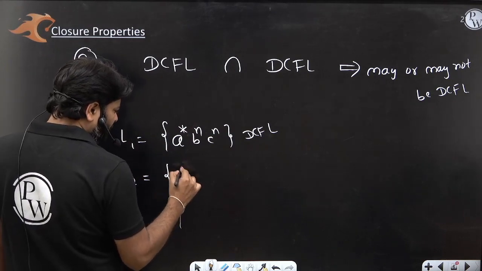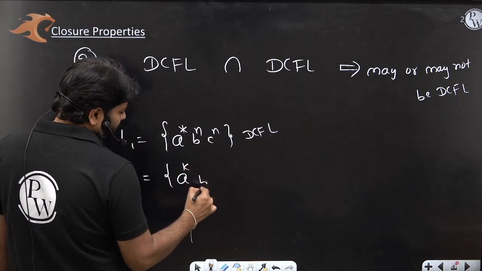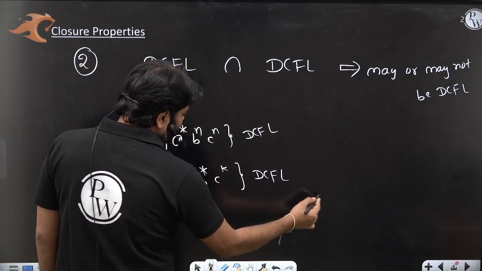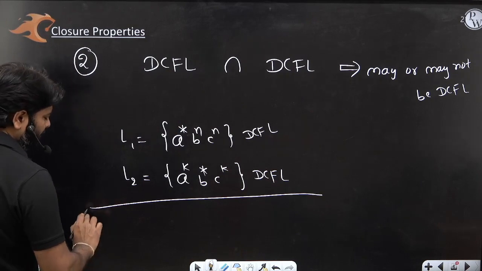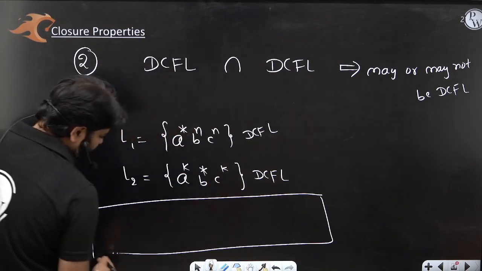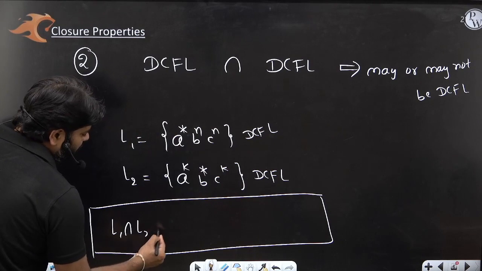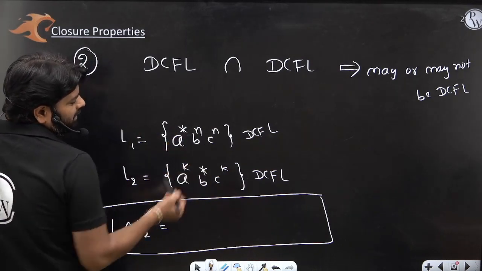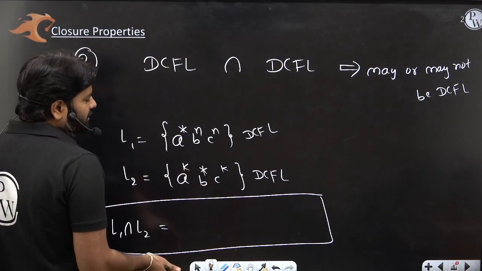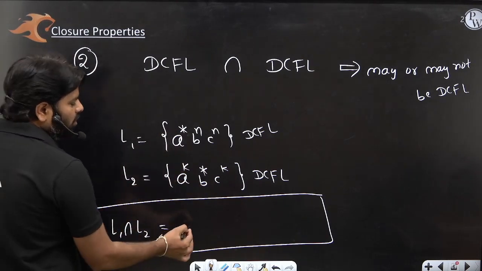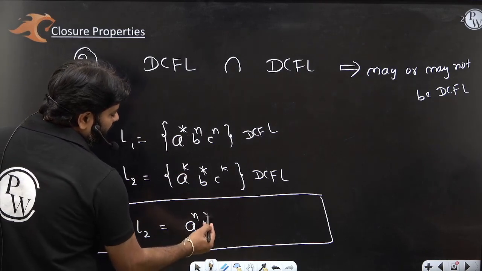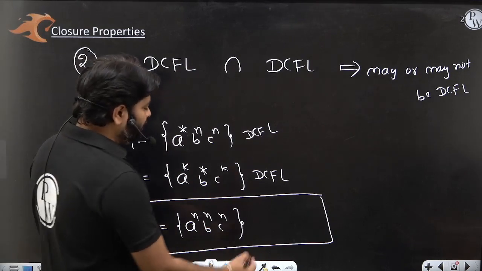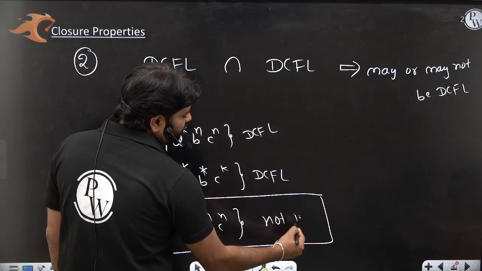And a power k, b star, c power k is also a DCFL. But when you do the intersection, L1 intersection L2, what happens? Here a and c are equal, here b and c are equal. If you want the common part, c is connected with b and a, so all three should be equal: a power n, b power n, c power n. And we know this is not a DCFL. In fact, it is not a CFL also.